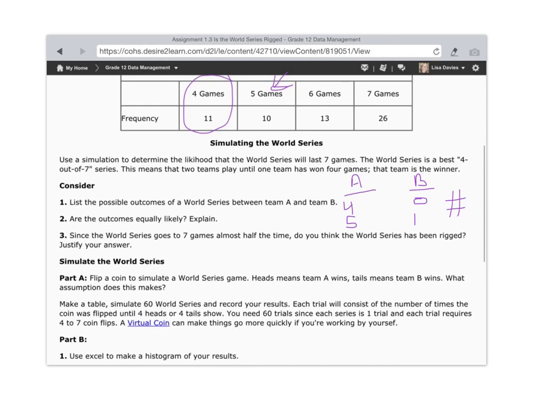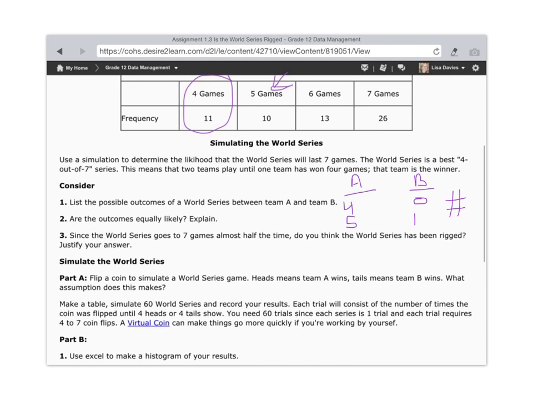So question 3 is asking, since the World Series goes to 7 games almost half of the time, do you think that it's been rigged? So what they're suggesting here in this question is that they make more money on ticket sales and on TV rights. So if they have 7 games for people to purchase tickets for or to broadcast over the TV, it makes the teams more money. So is it rigged? Is it set up so that it's not just chance that one team wins in 4 games straight, or one team has to win 4 games when the other team's won 3 games, and it goes all the way out to 7 games.